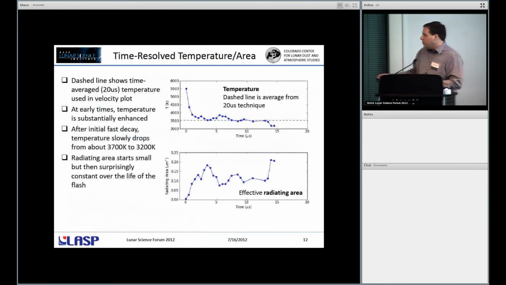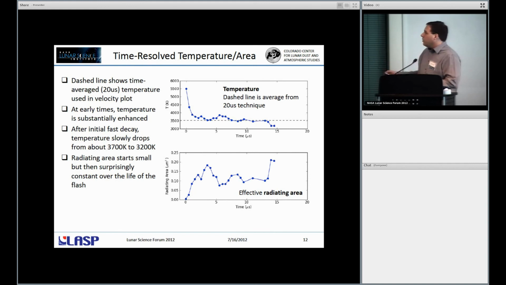We bin it into individual photocurrents. This is photocurrent versus time, and we have a triplet for each time interval. When we do that, we can actually fit, as a function of time, the temperature. So this is temperature, this is effective radiating area. These are two parameters in my fit here. And so what you can see is that this dashed line here is that time average temperature that we got.